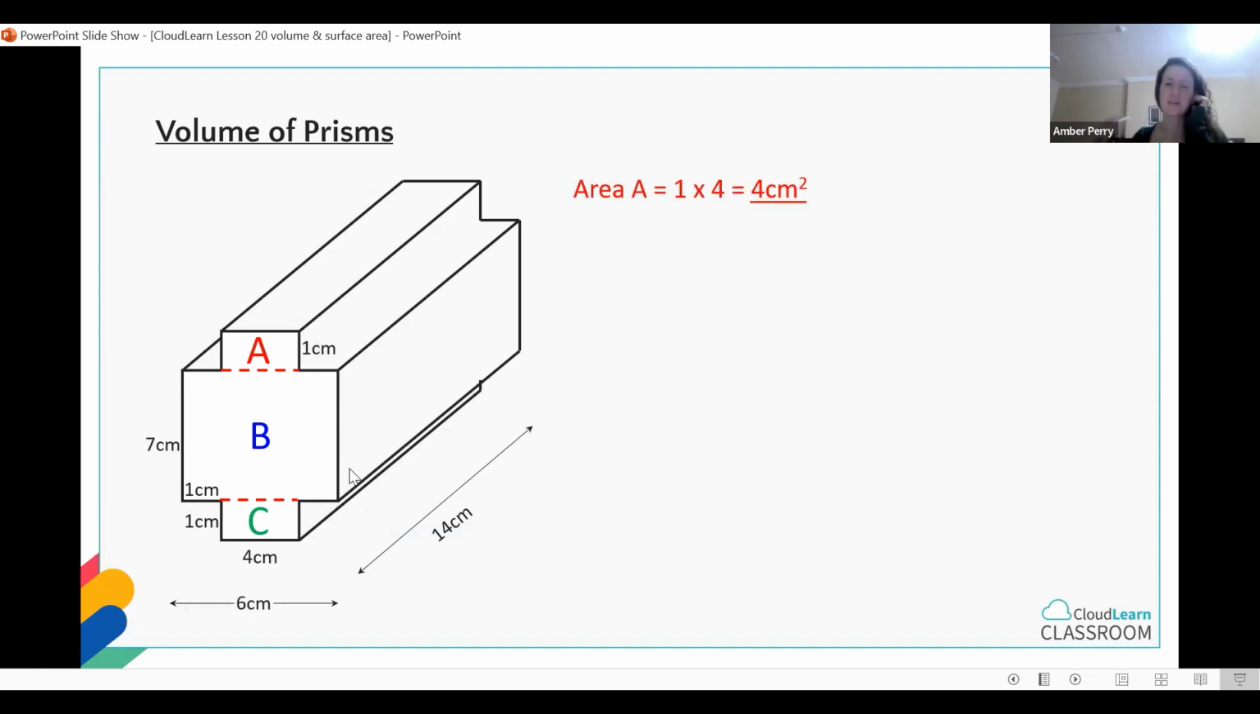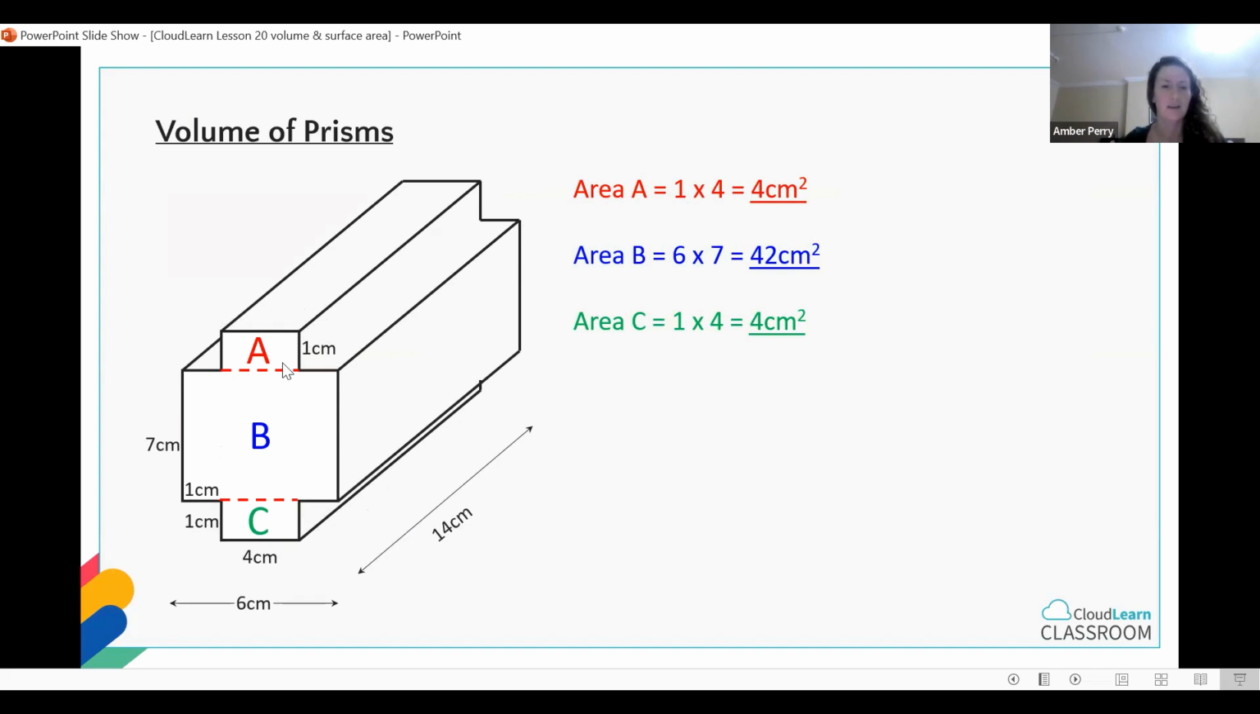And in an exam, it's a good idea to really clearly show the working for each separate rectangle. So the area of A is going to be 1 times 4, which is 4 centimeters squared there. The area of B is going to be 7 by 6, which is 42 centimeters squared. And the area of C is going to be 1 by 4, which is 4 centimeters squared again.